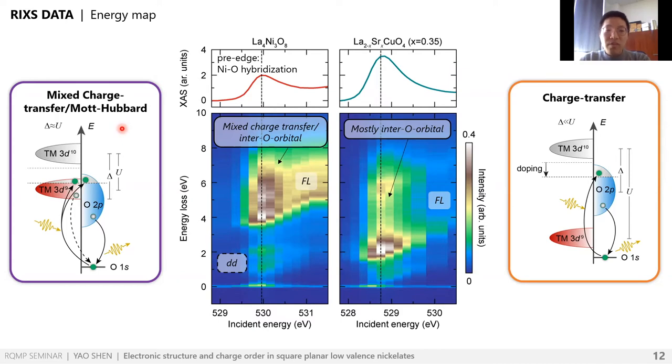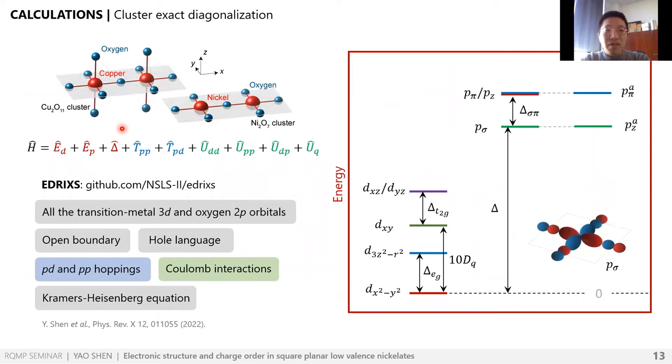And to further confirm this conclusion and give some quantitative results, we make use of cluster ED calculations. So we construct two clusters. The cuprate is a Cu2O11 cluster. And for the nickelate, it's a Ni2O7 cluster without apical oxygens. In the Hamiltonian, we include all the orbital energies for the 3d and the 2p orbitals. This is the schematic of the orbital distribution, including the crystal field splitting and the charge transfer energy delta. We also include all the hoppings between oxygen-oxygen and between oxygen and transition metal, and all the Coulomb interactions between dd, between pp, and between d and p.